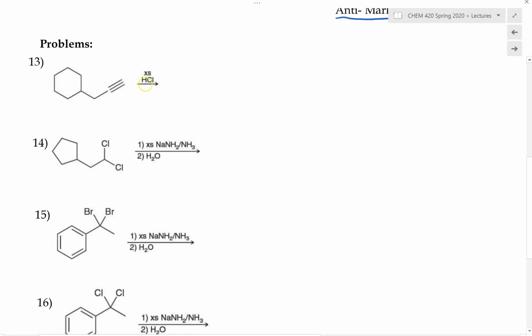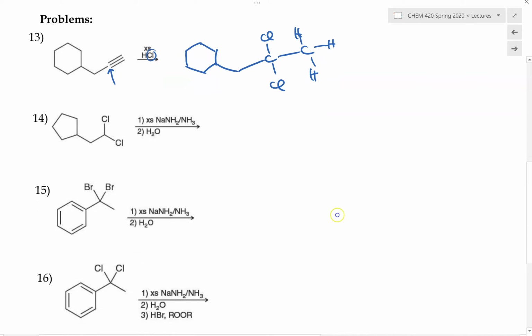In this case, we can see that this is an alkyne reacting with excess HCl. So again, we will be forming the geminal dihalide, where the two chlorides are added to the same carbon. And in this case, it would be added to the more substituted carbon. So the product would have this carbon with two chlorines added to it, and the hydrogens are then added to the other carbon over here. That would be the major product of that reaction.